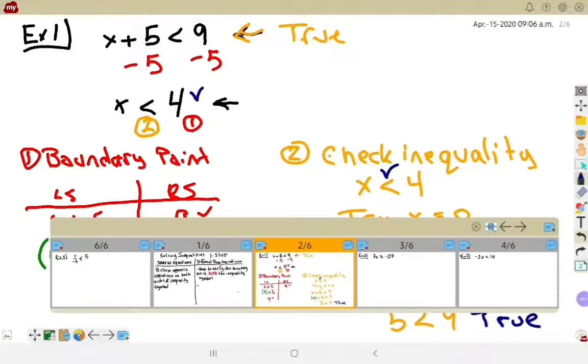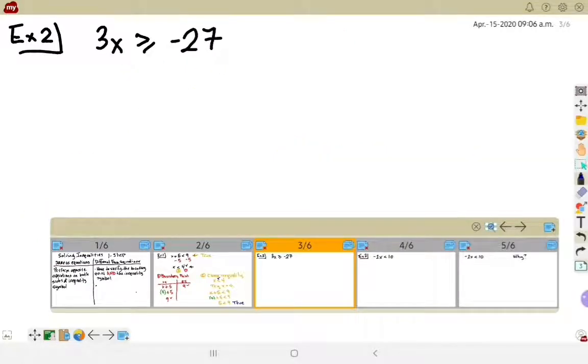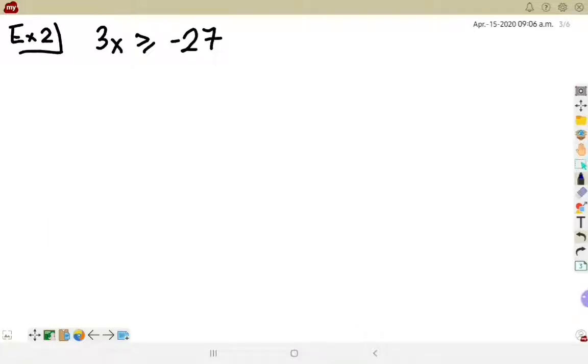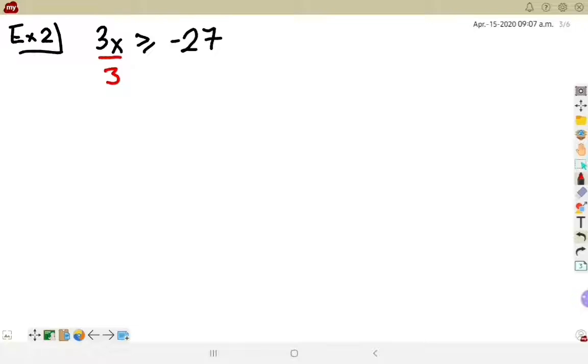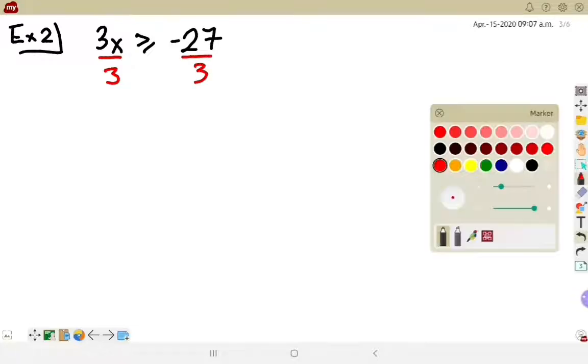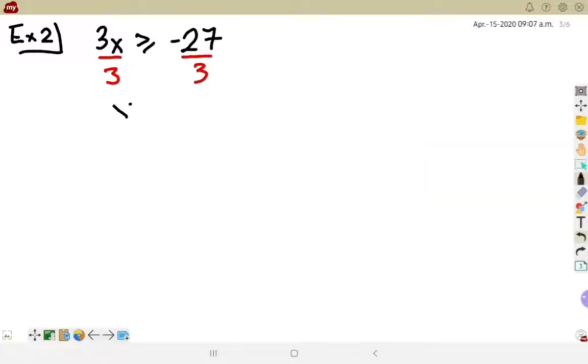Let's look at another one. So this one says that 3 times x should be greater than or equal to negative 27. So this one is fine if it equals negative 27. Okay, but we got to find all the things that will make this whole statement true. So our opposite operation is going to be dividing both sides by 3 because x was being multiplied by 3. So this gives us a statement that says x should be all the numbers that are greater than or equal to negative 9.